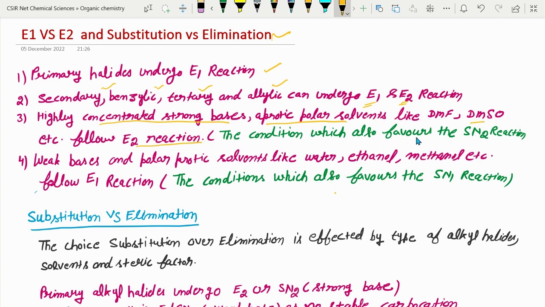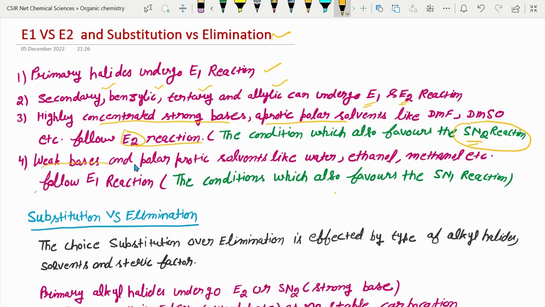The same conditions also favor the SN2 reaction, like a highly concentrated base and an aprotic polar solvent like DMF. So both warrant the E2 elimination reaction as well as the SN2 reaction. So when you use these conditions, there is a possibility of E2 elimination reactions, or there is also a possibility of formation of the addition product by the SN2 reaction.